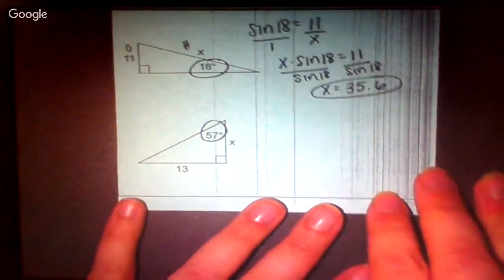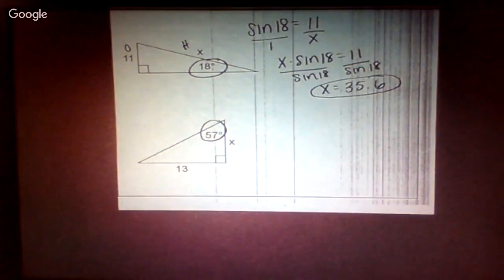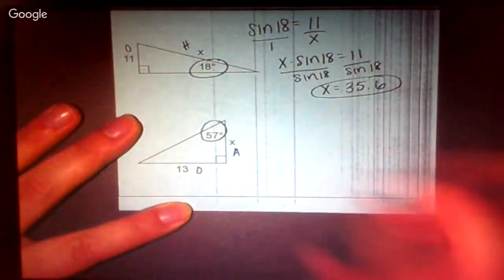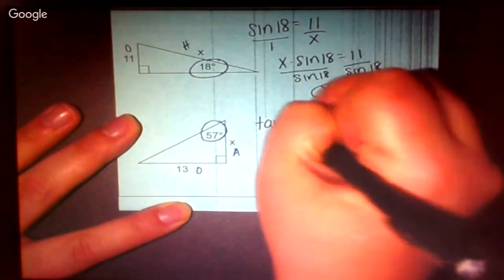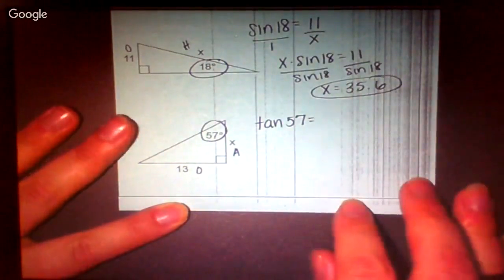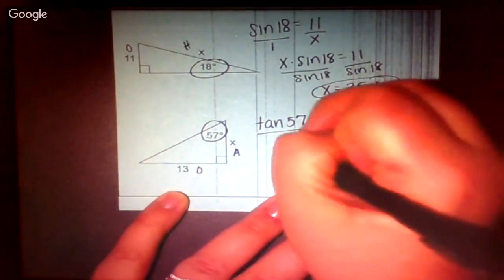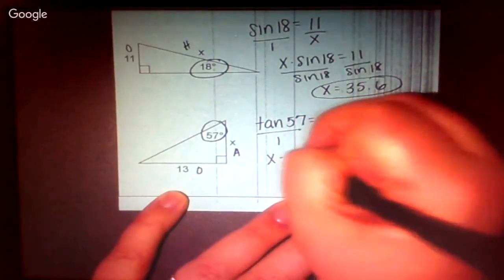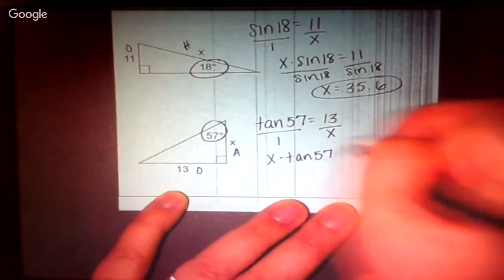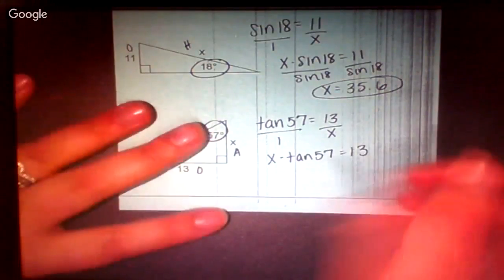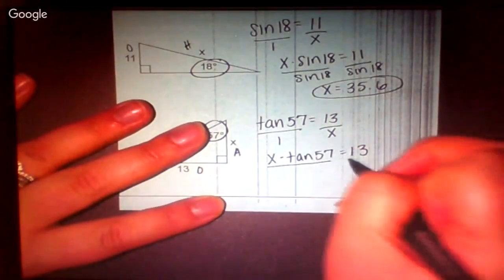So my last one, we've got 57 as a reference angle. What is X and what is 13? This is tangent. X is adjacent. 13 is the opposite. So we've got tangent of 57. What goes on top this time? 13 over X. It's TOA. Put this over 1. When I cross multiply, X times the tangent of 57 equals 13. So I need to divide.